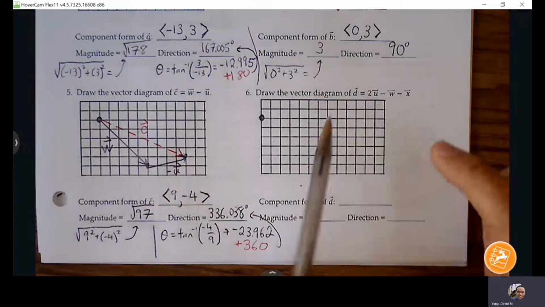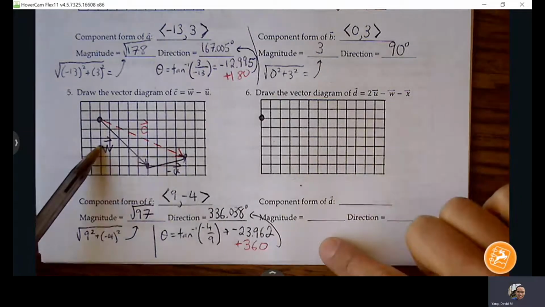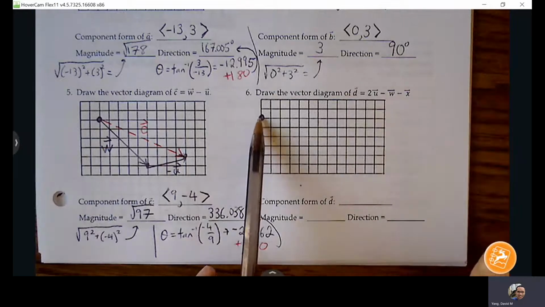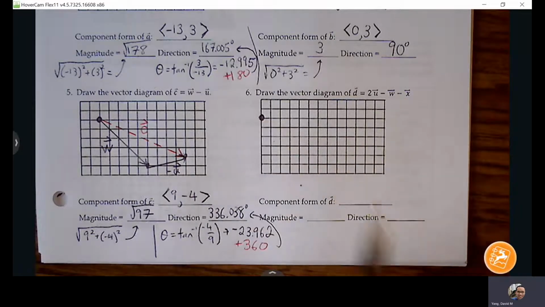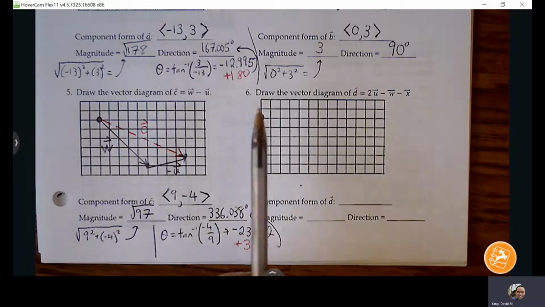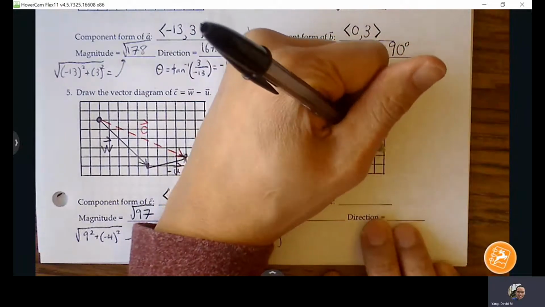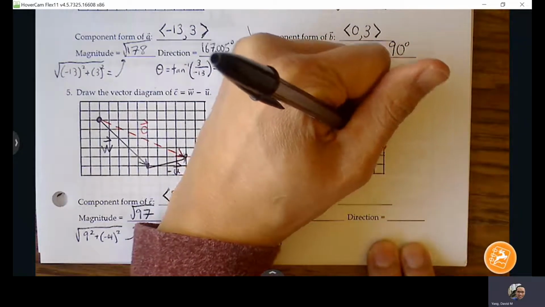Okay, so let's draw a vector diagram. Any questions with 5? So start here, and then you can build your 2u minus w minus x. Oh, wait, hold on, wait a second. My bad. This is a bad place to start. I wasn't looking at the right spot. Here we go. Start here.